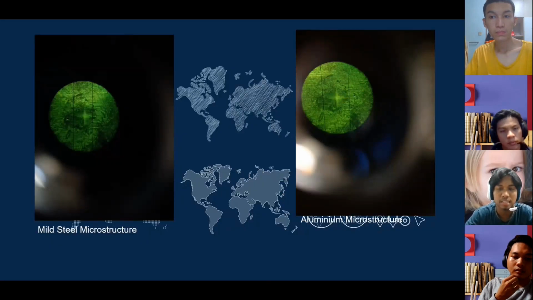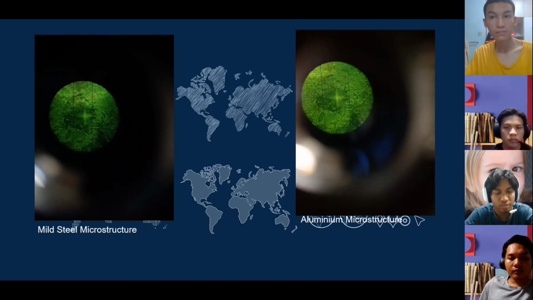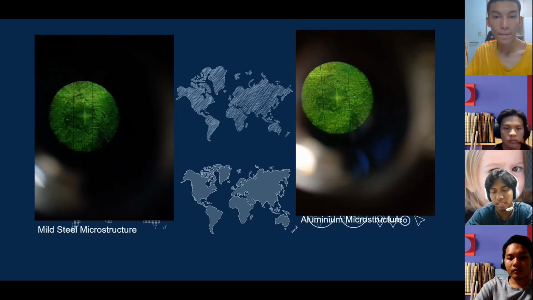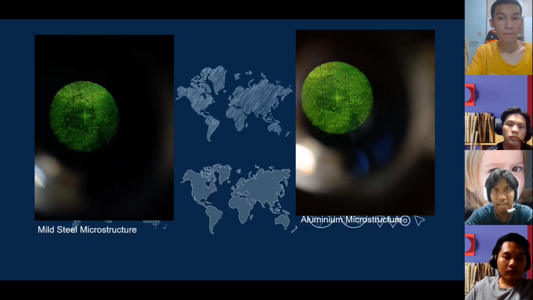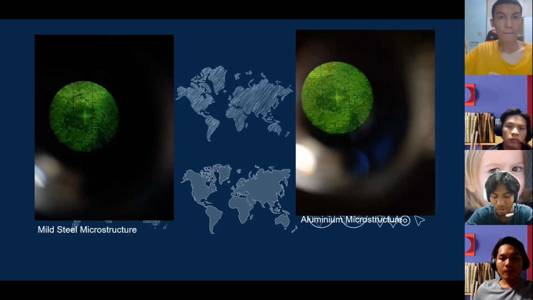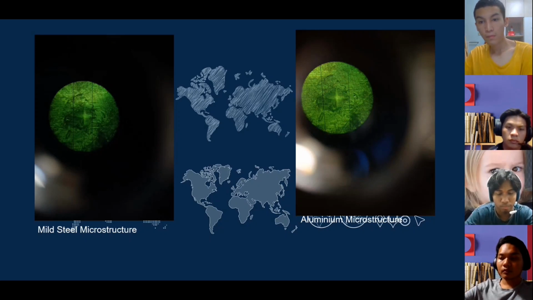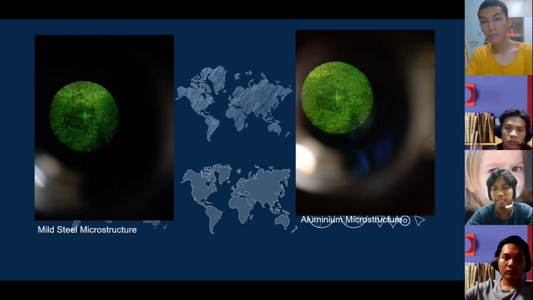So for the last slide, this is the result from the Vickers hardness testing. The left side is the picture of the mild steel microstructure, and the right side is the aluminium microstructure. So we can conclude that aluminium has 175.5 HV, while mild steel has 359.8 HV. From that value, we can conclude that mild steel is harder than aluminum.